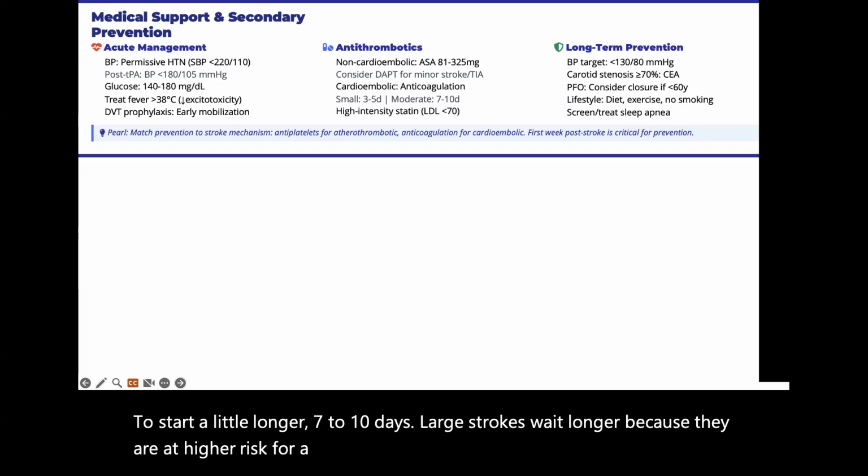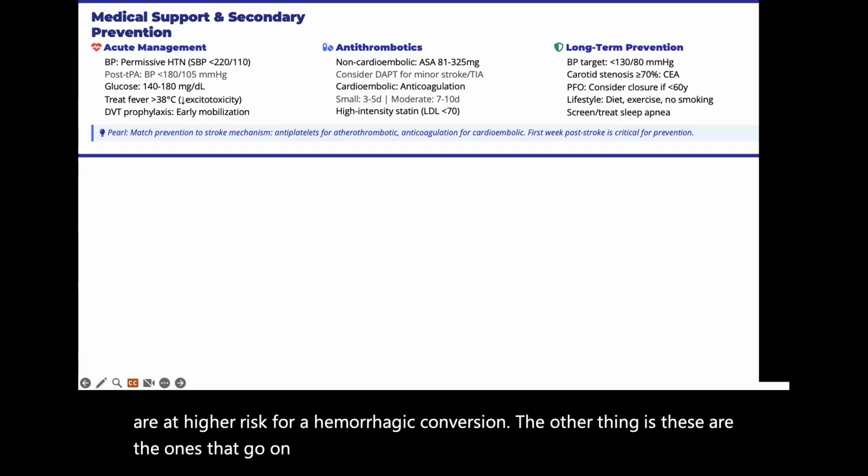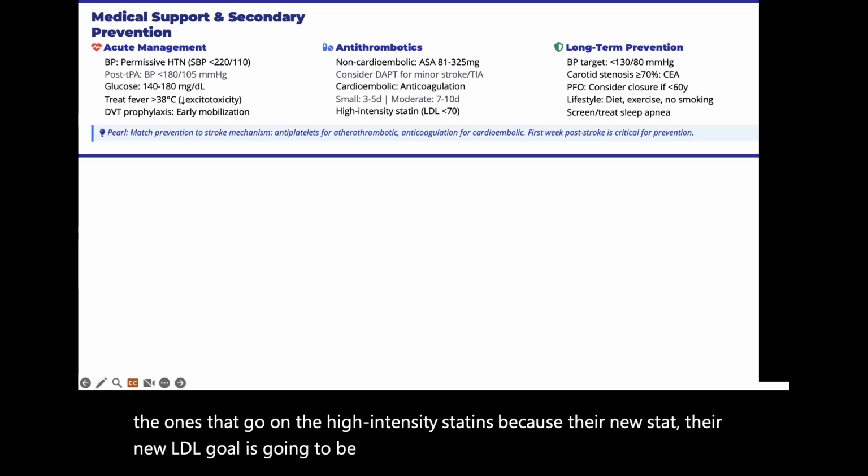The other thing is these are the ones that go on the high intensity statins because their new LDL goal is going to be less than 70. Statins are said to stabilize the plaque and reduce recurrence.